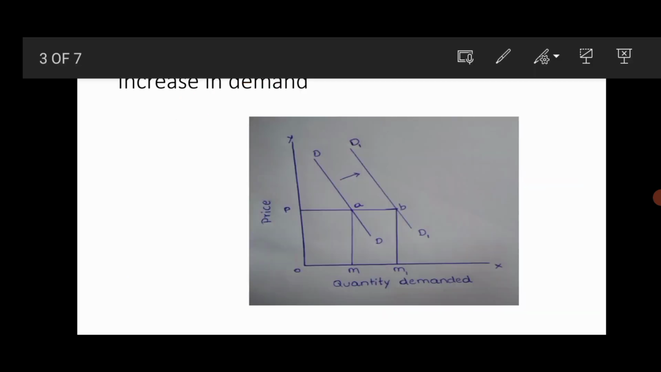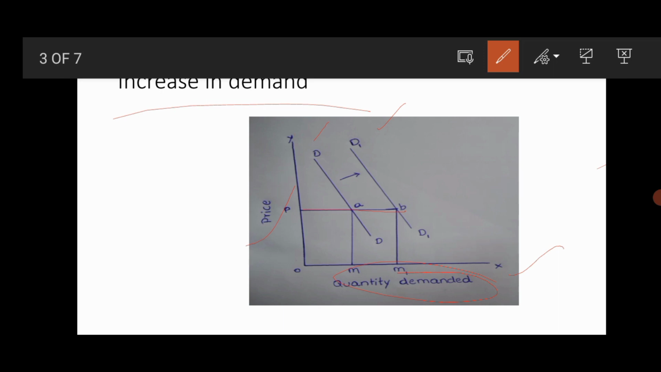So first is increase in demand. Here quantity demanded is measured on the OX axis and price is measured on the OY axis. As we have seen, in shift in demand, price remains constant, and here you can see that price has remained constant. That was not changed, but there is a change which has taken place in the demand curve. Here we can see that the demand curve has been shifted towards right.